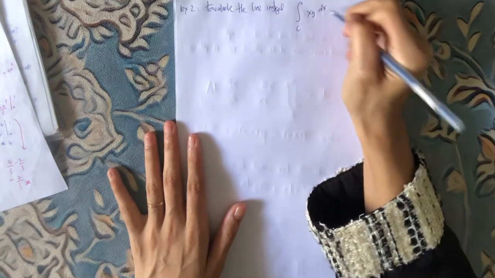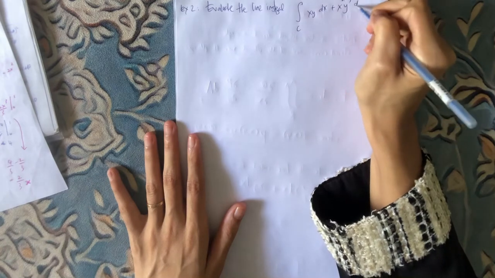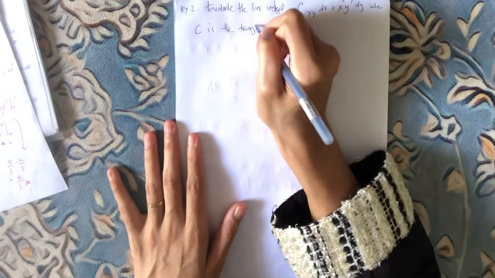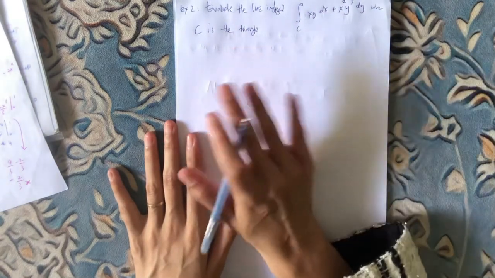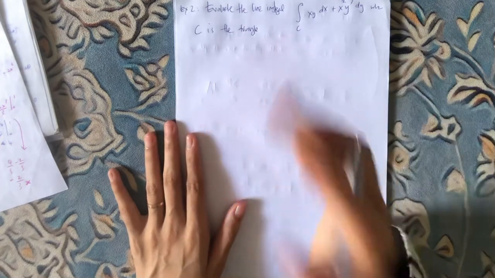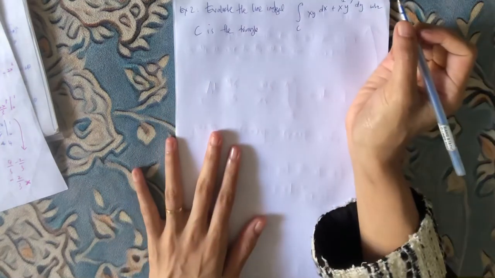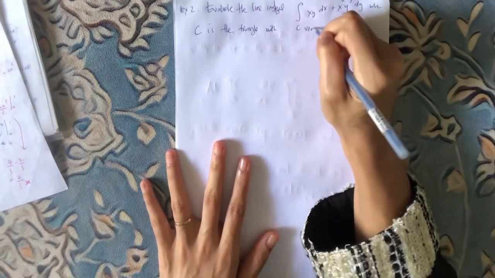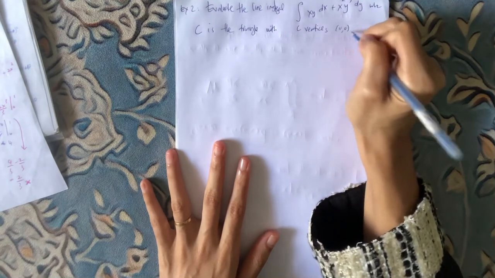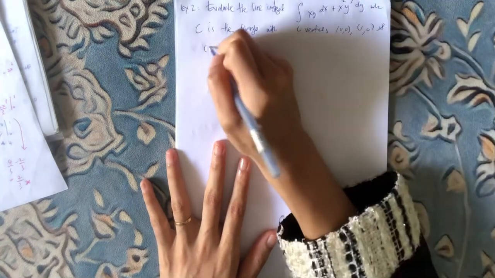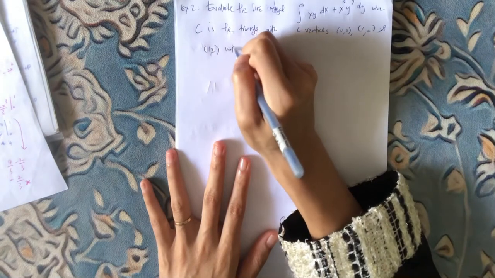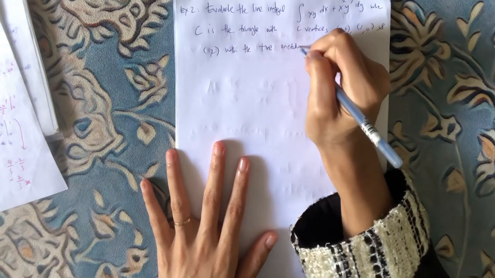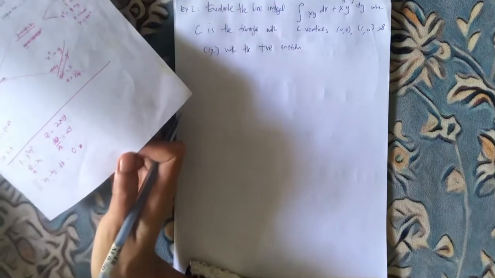xy dx plus x squared y cubed dy, where C is, okay, this is what I mean by the extra information. Just now I did not write it because it was not needed for that question. But for this question I write it here, because you need this information later. Where C is a triangle with vertices (0,0), (1,0) and (1,2), with positive orientation.